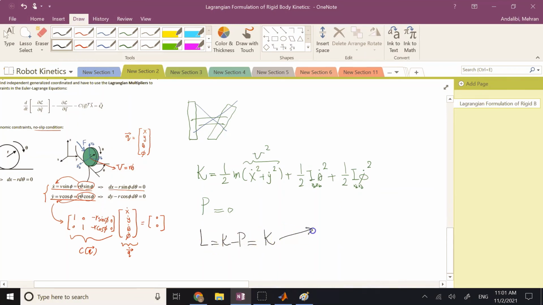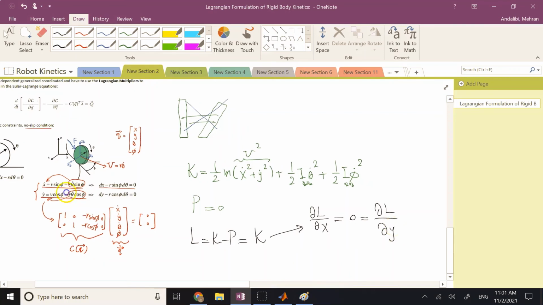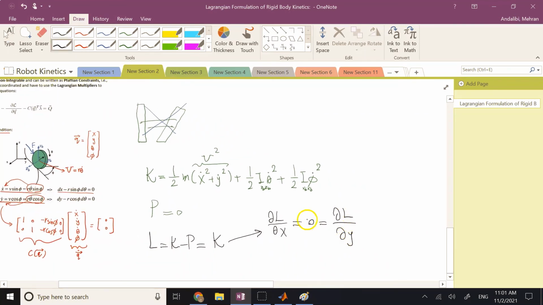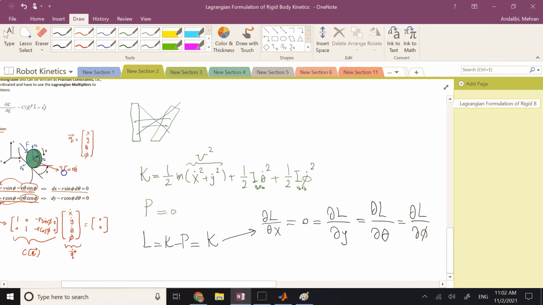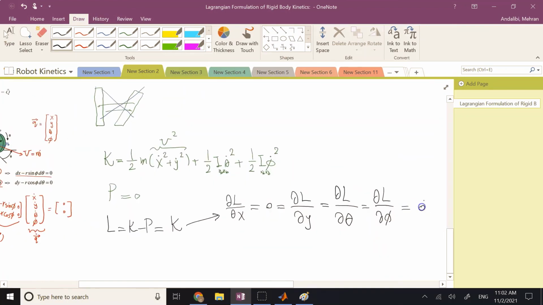And so we need to find a bunch of partial derivatives, like partial of L with respect to x. There is nothing. It's the same as partial of L with respect to y, and that's the same as partial of L with respect to theta and phi. There is no position term in your Lagrangian, so it makes 4 of them 0, makes life a lot easier.